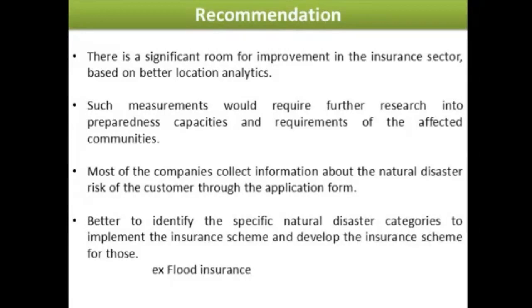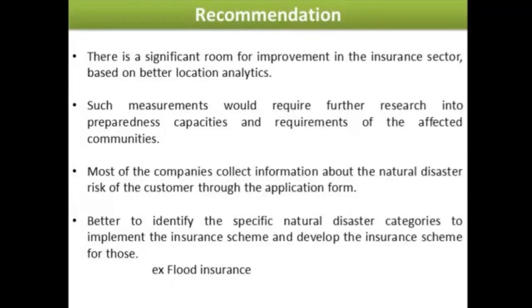Most of the companies collect information about the customer's natural disaster risk through the application form. Instead, if the companies can use a digital solution, like an app with the location, it would be helpful to identify the exact location. Then the risk can be calculated using a risk model for the area.